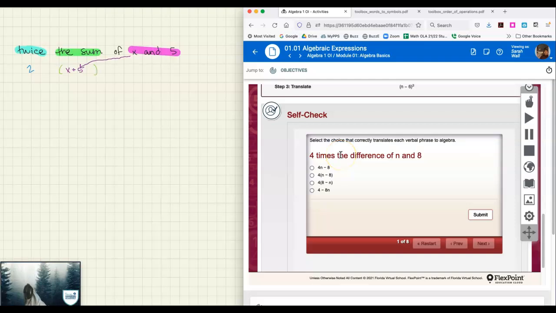4 times the difference. I really wish that they had more than 3 slots in my iPad color.